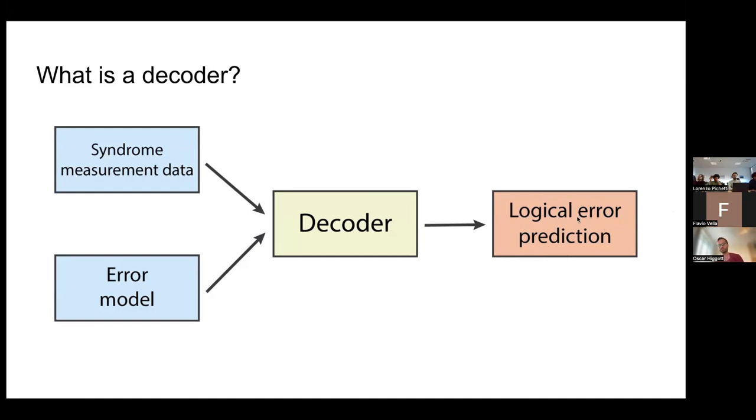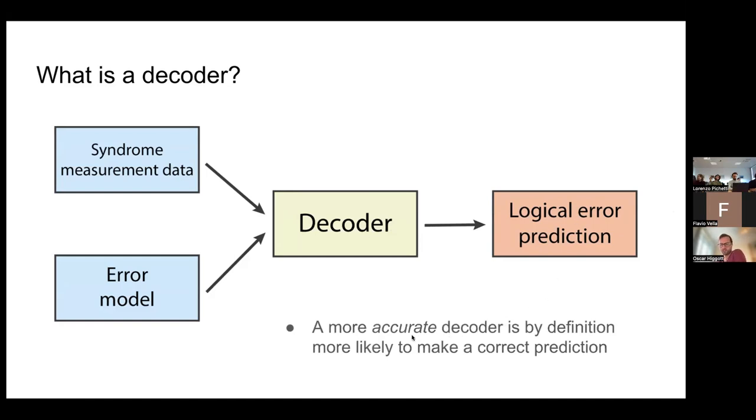I say logical error prediction rather than physical error prediction, because the decoder doesn't need to output the full prediction of which physical error occurred everywhere in the circuit. It just needs to predict correctly how the errors affected the logical outcome of the circuit, the errors on the logical qubits. A more accurate decoder is by definition more likely to make the correct prediction. So when I say the decoder is more accurate, that's what I mean. And the logical error rate of an error correcting code with a decoder is the fraction of the time that you incorrectly predict which logical error occurred and you make a mistake.